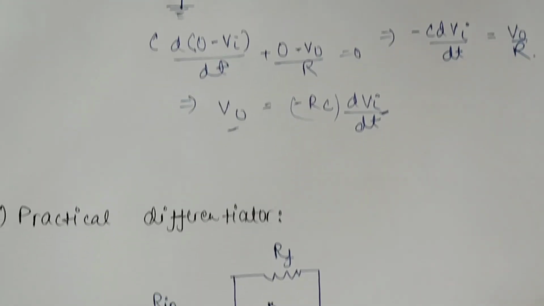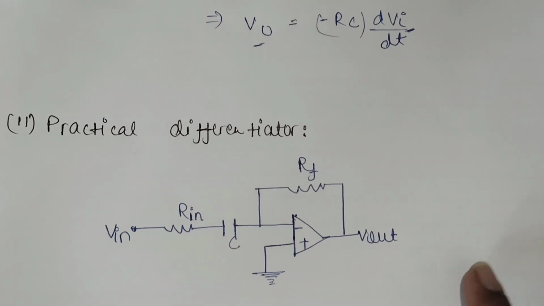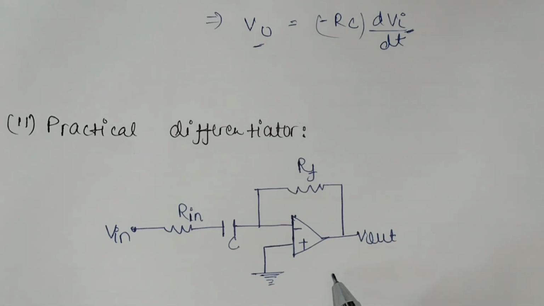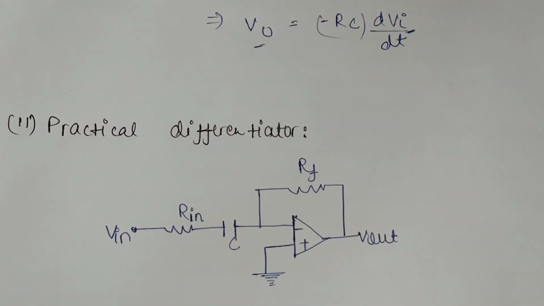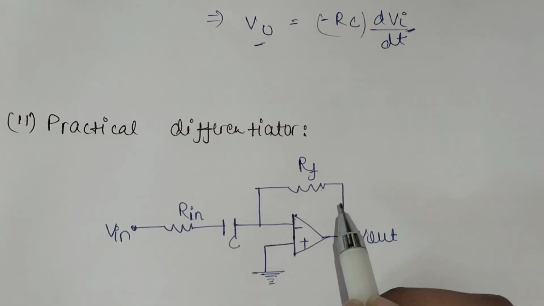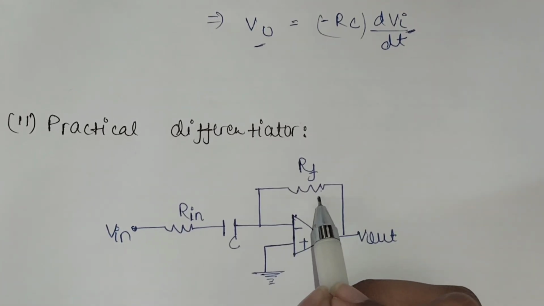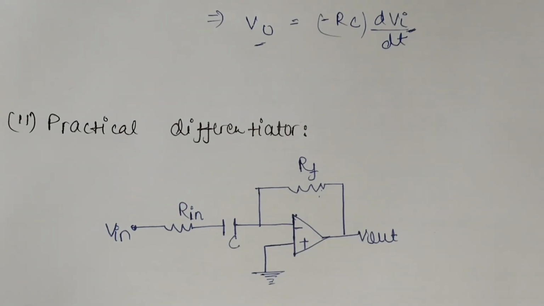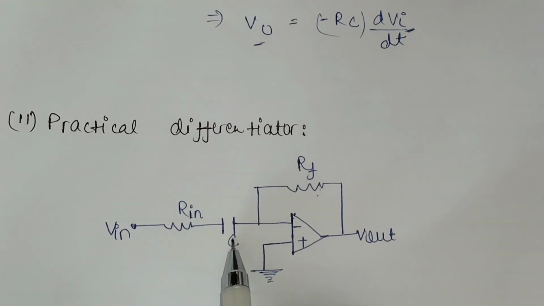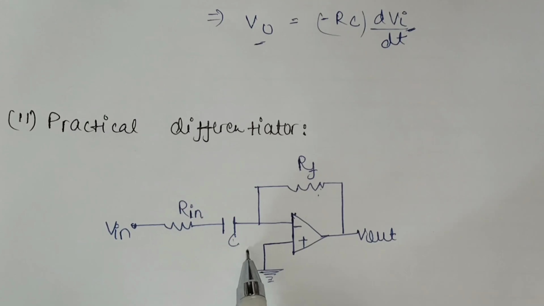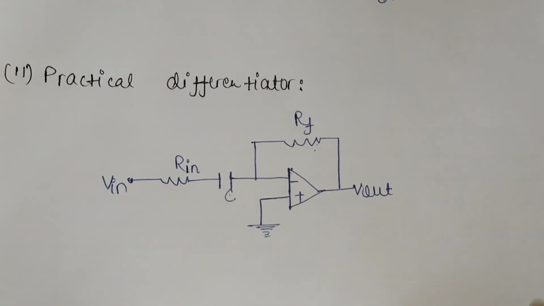Now the differentiators are also of two types. One is the ideal differentiator that we have discussed earlier, and the second is the practical differentiator. Practical differentiator uses a feedback resistor here and one resistor in series with the capacitor. This is done because the capacitor has very low impedance at high frequencies. The combination of RF and C forms a very high gain amplifier at high frequencies.